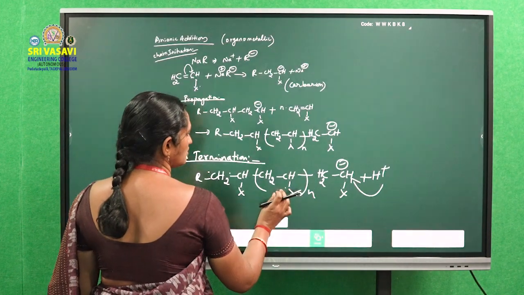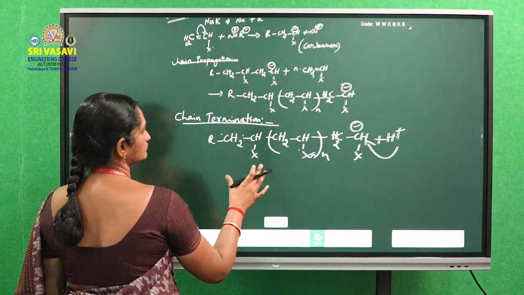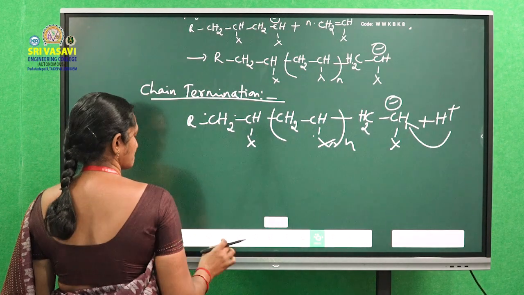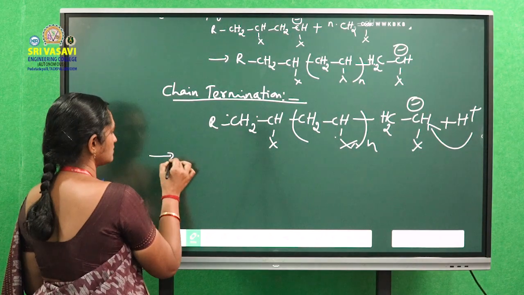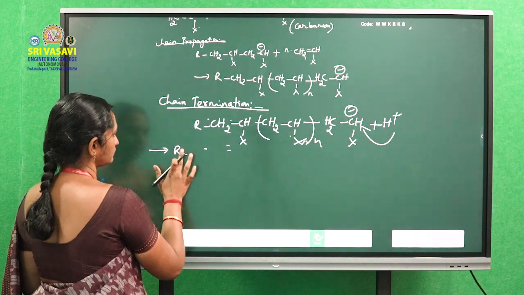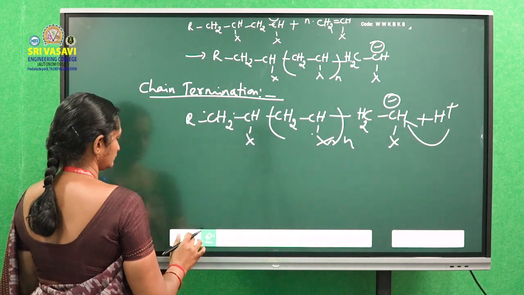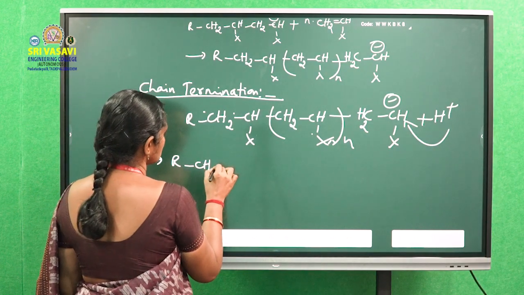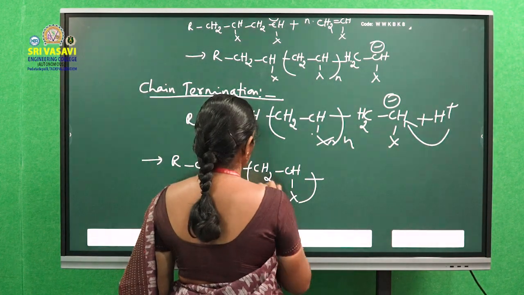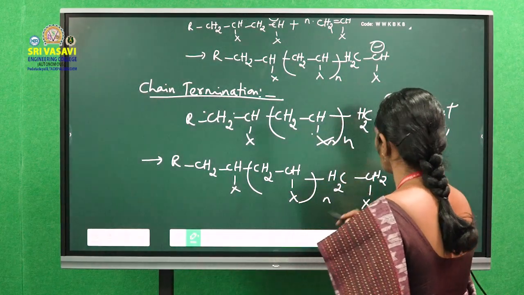So what is the product? R CH2 CHX, CH2 CHX n times, CH2 CH2X. So this is the chain termination process.